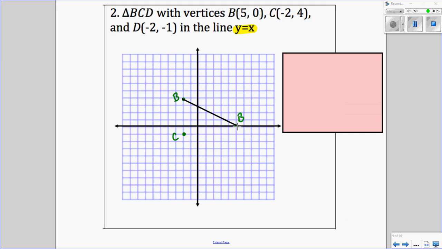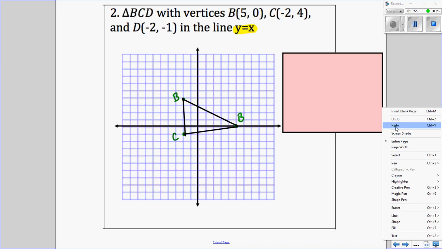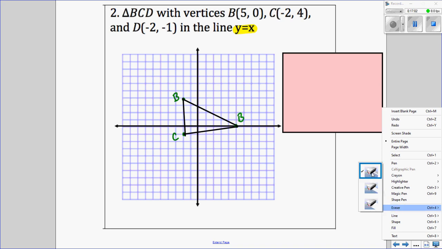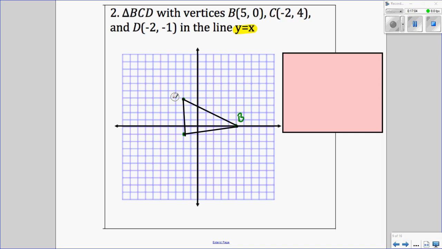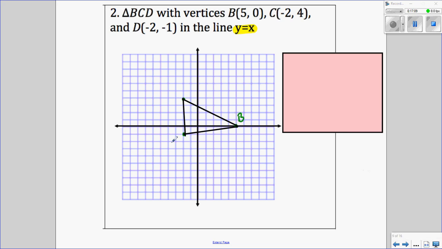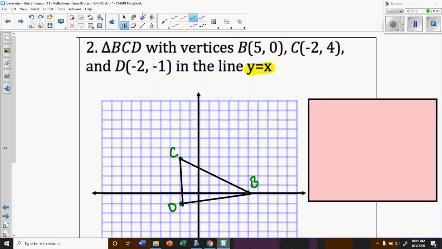Oops. I'm so used to doing ABC that I didn't realize what I'm doing. Redo, and I'm just going to erase the letters. So used to ABC, and I realized I'm starting with B. So now this is D, and then this is C. All right. And I want to change this so that way it corresponds with what we're working with.